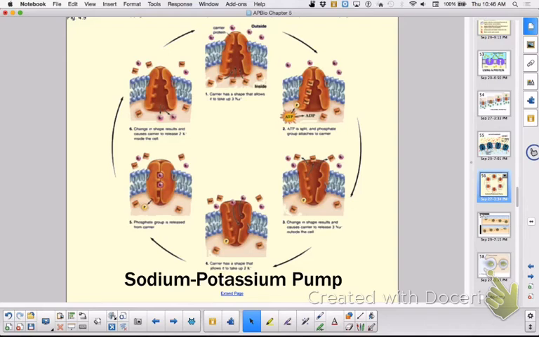Okay, so let's take a look at your notes. Active transport. Molecules are moved against their concentration gradient. It requires a carrier protein and ATP. These proteins are called pumps. Is every protein a pump? No. Some are, okay? These proteins are called pumps.